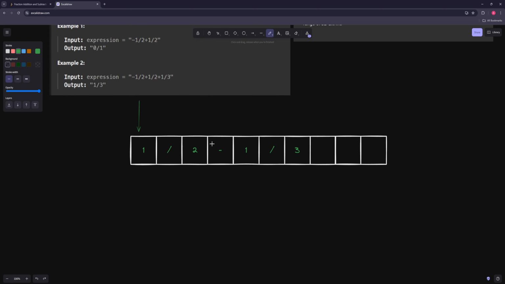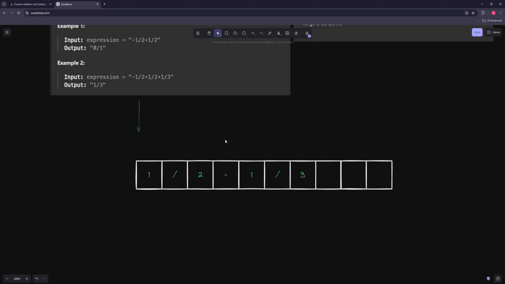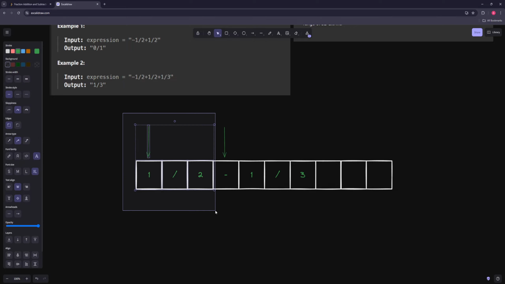Let's take a look first at how we can take, let's say this is our string. The first thing we need to do is split this string into fractions. That part's pretty easy. All we have to do is start at the beginning with a pointer, and our next pointer will be at the next plus or minus sign. And the thing between those is a fraction.